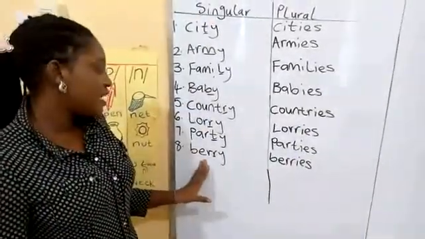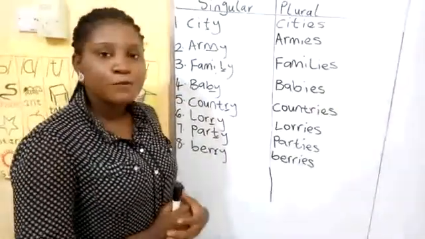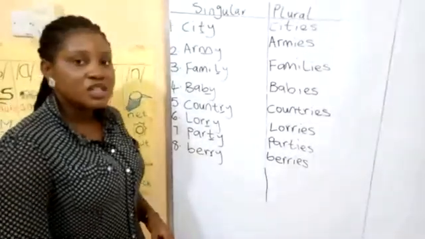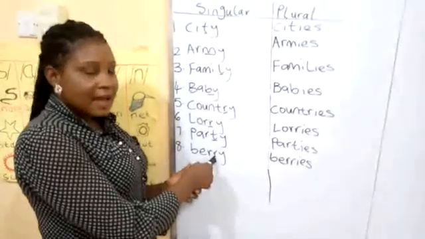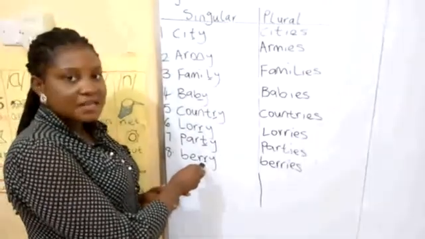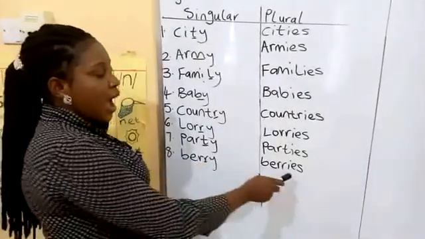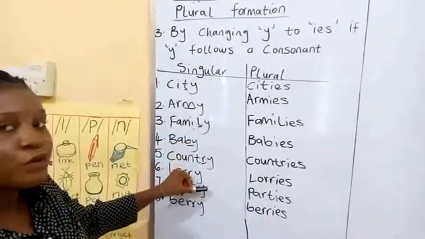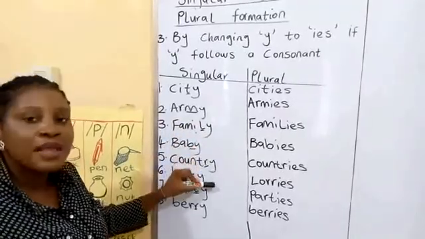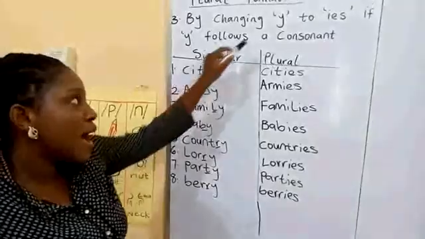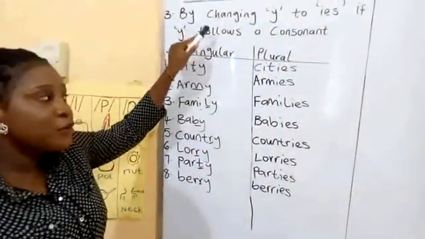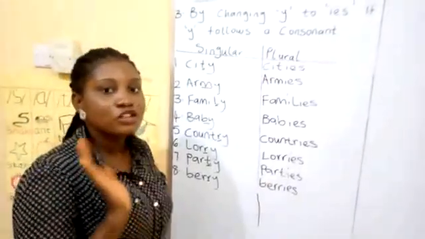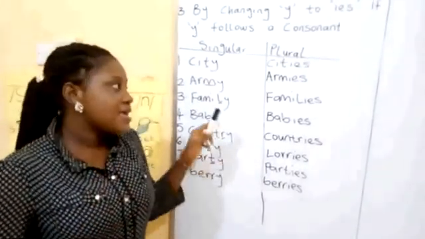Parties. So we have the last one here. Berry. How did we get the plural for berry? We all did it together. We looked at it very closely. Before the Y, we have a consonant sound here, which is R. So we change the Y to IES. So now, words that end with Y, how do we form their plural? We form their plurals by changing the Y to IES, only if the Y follows a consonant. If the Y does not follow a consonant, please don't change it to IES.